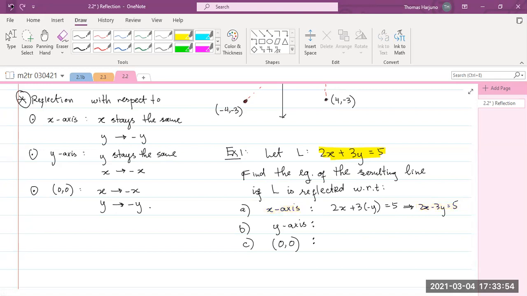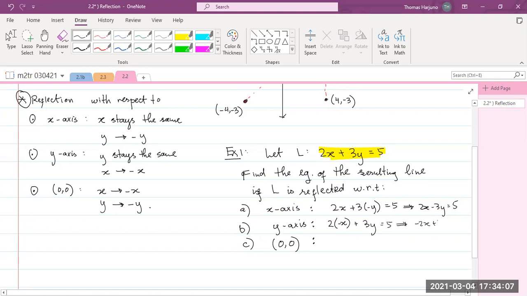Now, what happens if we reflect that with respect to the y-axis? Then the x gets the opposite. X gets the opposite, the y stays the same. So the equation becomes negative 2x plus 3y equals 5.